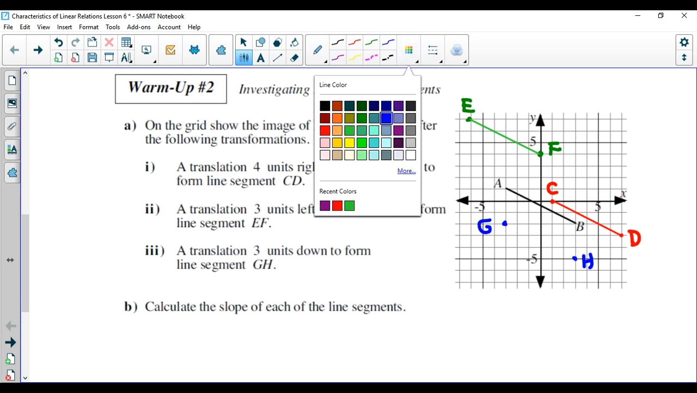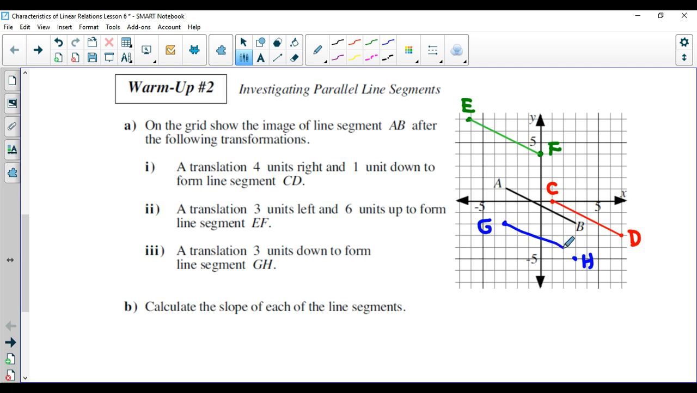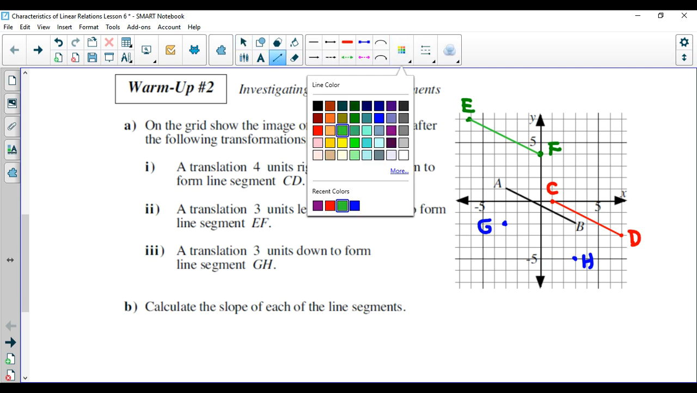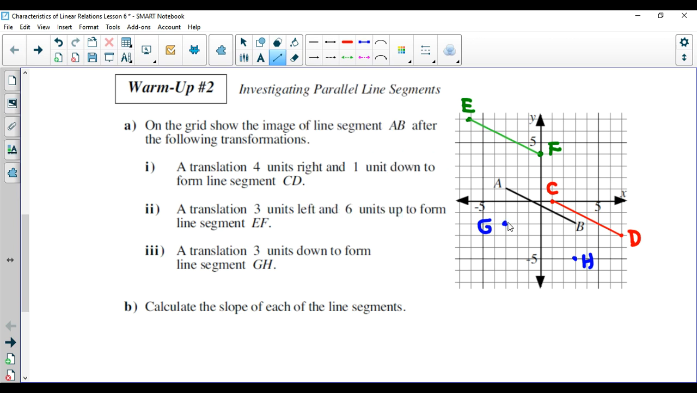Make sure we got a blue color here, good. Okay, connect the lines. And, oh, that was not a line. So let's just delete that. Okay, line, I want to be here, okay. So G to H.